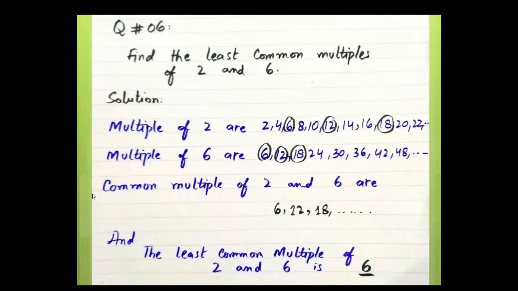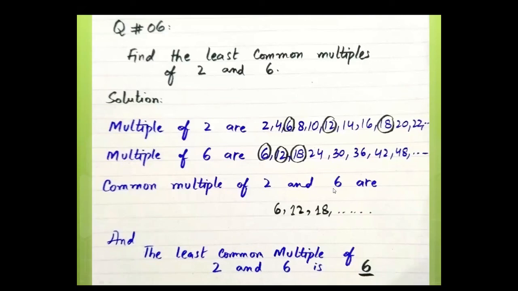Then you find the common multiples between 2 and 6. The common multiple 6 is present in both the multiples of 2 and 6. 12 is also present in the multiples of 2 and also in the multiples of 6. 18 is also present in the multiples of 2 and of 6. So the numbers 6, 12, 18 and so on are the common multiples of 2 and 6.